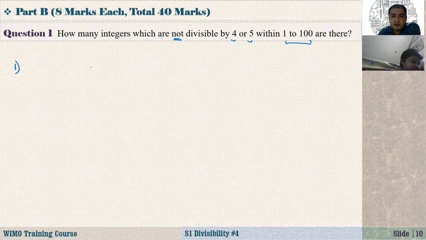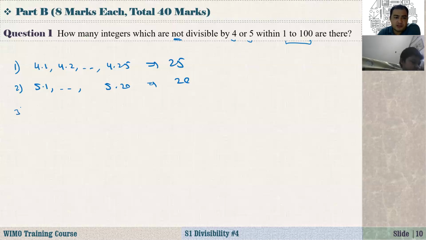Very good. So how many numbers are divisible by 4? It is 4 times 1, 4 times 2, dot, dot, 4 times 25. So here we have 25 numbers divisible by 4. And how about by 5? 5 times 1, and here we have 5 times 20. We have 20 numbers. And divisible by 4 and 5, those numbers are 20 and 40.